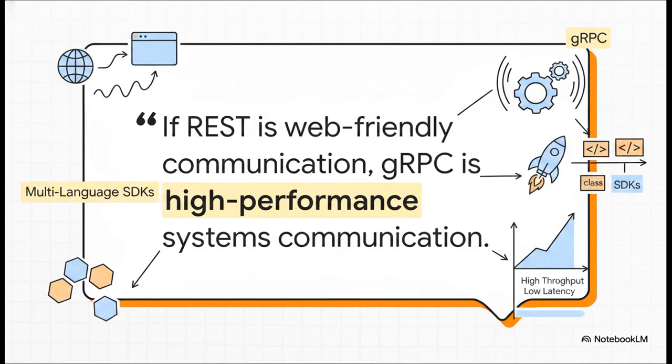So the crucial point we want you to take away from this explainer is this. If REST is web-friendly communication, gRPC is high-performance systems communication. When things like low latency, high throughput, ironclad API contracts, and seamless multi-language SDK generation actually matter to your business, gRPC is for sure the premier tool for the job.